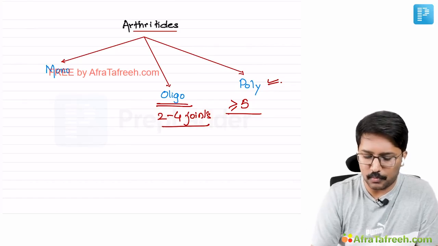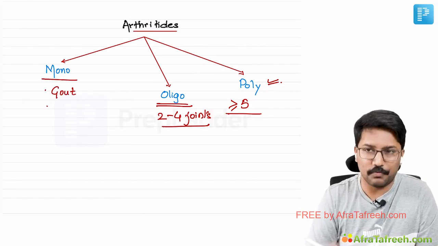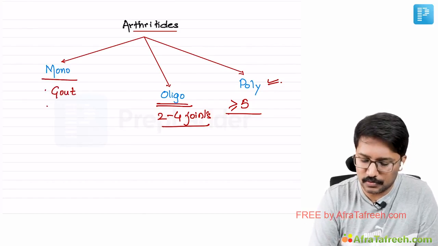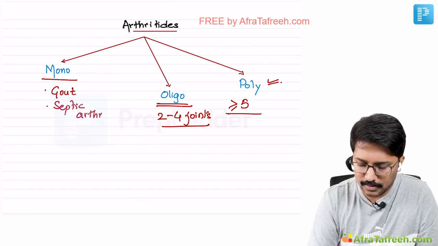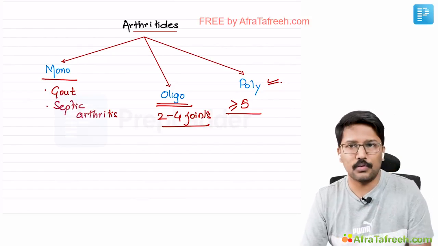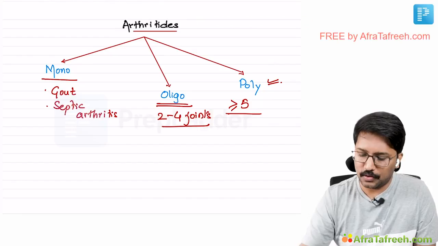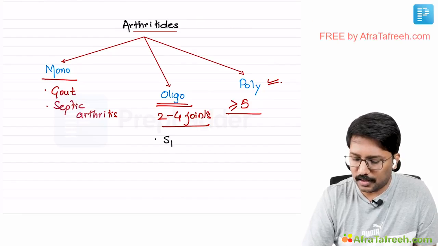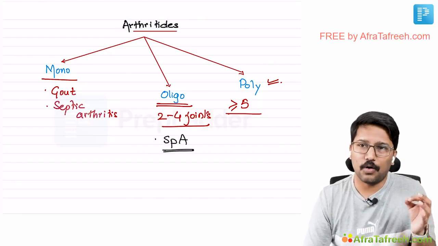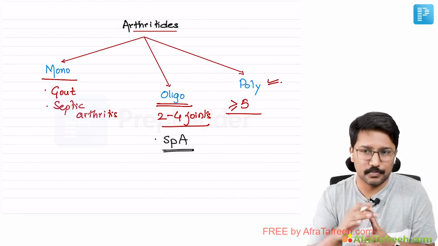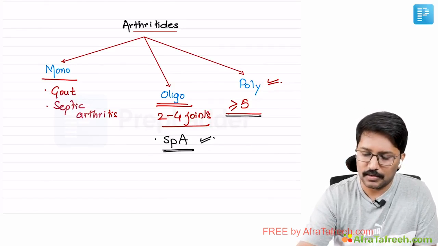A very classical example of monoarthritis, the first thing that comes to my mind is acute gout, acute tophaceous gout. Then the second thing that comes to my mind is septic arthritis, and then traumatic arthritis. So gout and septic arthritis are two things I want you to remember. When we talk about oligoarthritis, the only thing I want you to remember is spondyloarthritis. So oligoarthritis is the hallmark of all the spondyloarthritis conditions, right?